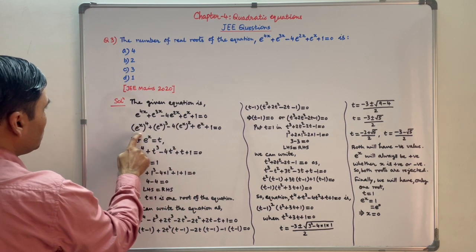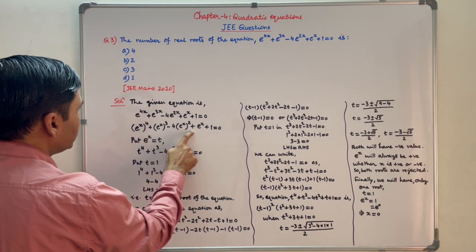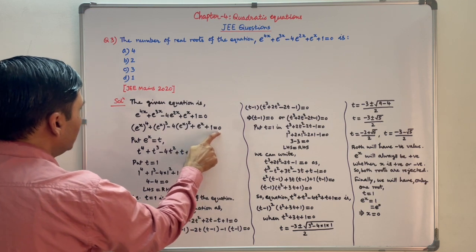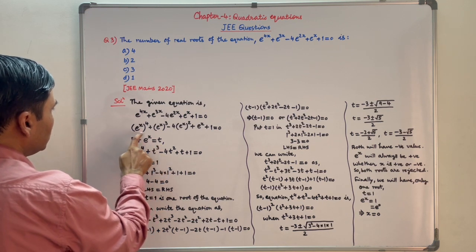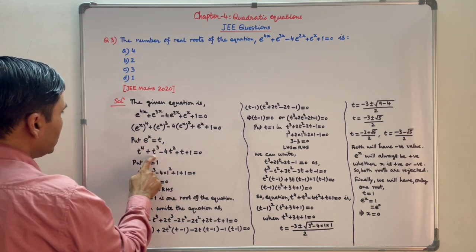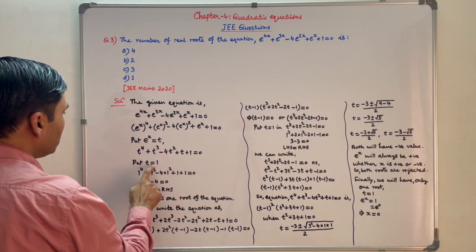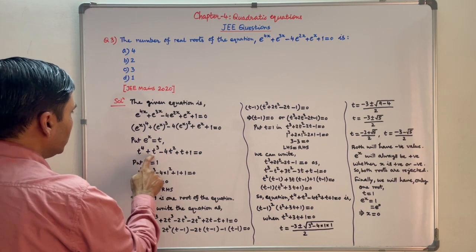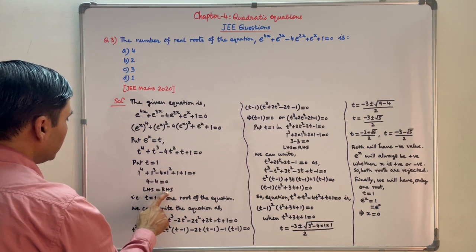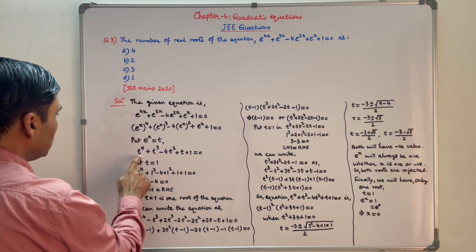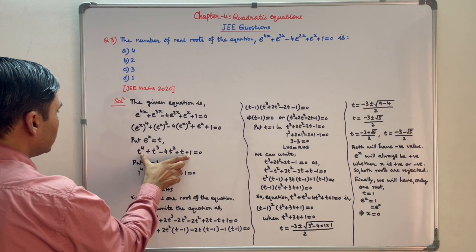This can be written as (e^x)^4 + (e^x)^3 - 4(e^x)^2 + e^x + 1 = 0. Put e^x = t so that calculation will be easier. So this equation becomes t^4 + t^3 - 4t^2 + t + 1 = 0. Now put t = 1 to check whether t = 1 is one solution of this equation or not. We get LHS equal to RHS. That means t = 1 is one solution of this equation, or we can say t - 1 is one factor of this expression.